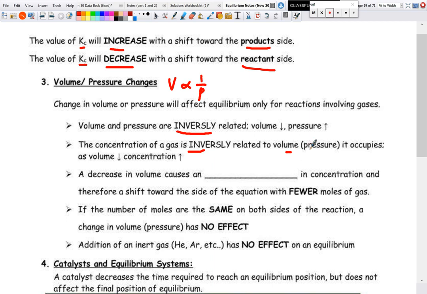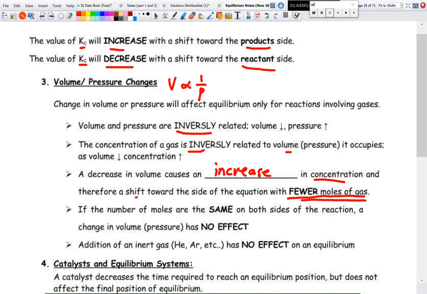As the volume gets bigger, concentration gets smaller. As volume gets smaller, concentration gets bigger. So a decrease in volume causes an increase in concentration, and therefore will shift towards the side that has fewer moles of gas. We're going to get to one of those examples later, but you need to look at your balanced chemical reaction and count the total number of moles on each side of the reaction: how many molecules are on the product side, and how many are on the reactant side.